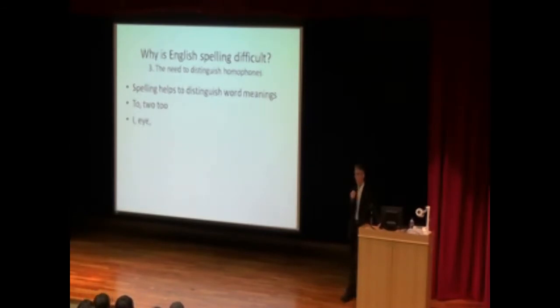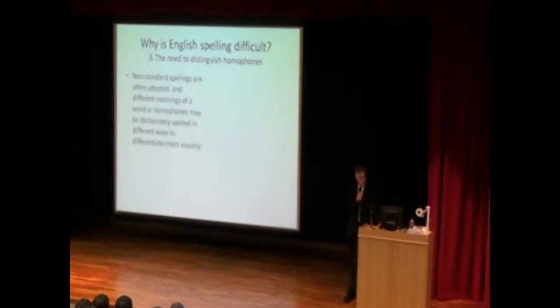Another example is I and eye, or Q, queue, cue, kew. So, non-standard spellings are often adopted, for example, T-W-O, that was adopted. Change came about.